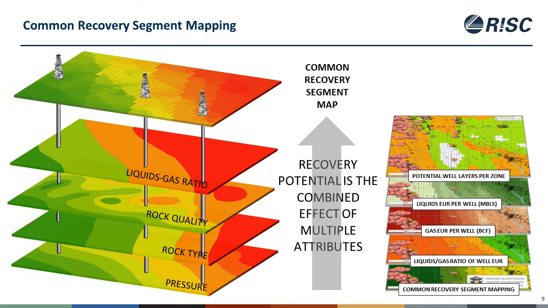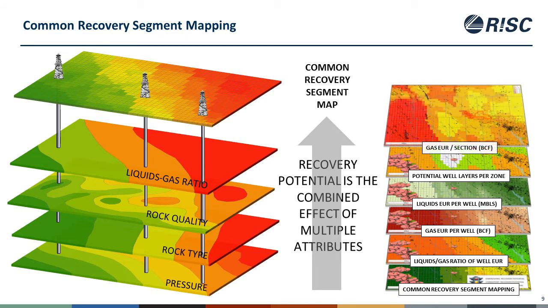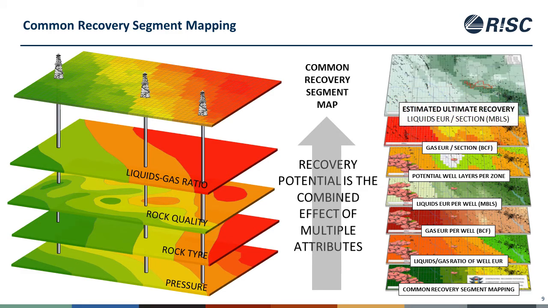We normalise our development scenario across the entire area based on current well development densities. By normalising the development, this allows us to look at the play purely from a geological point of view, allowing us to identify the sweetest spots and then quantify them in terms of potential. By multiplying our potential wells per zone maps with the gas and liquids potential per well maps, we produce maps for each zone on gas EUR and liquids EUR for the entire play.